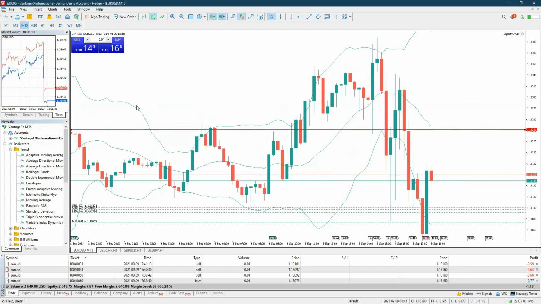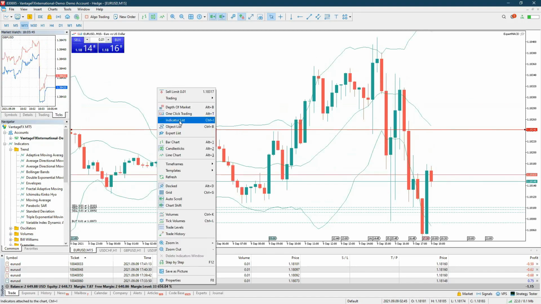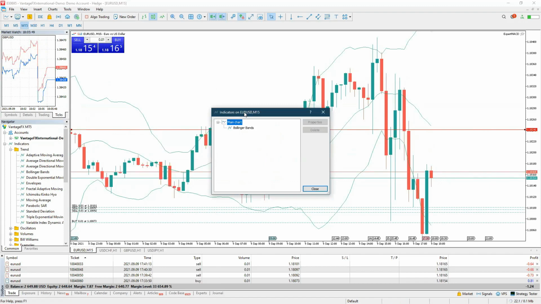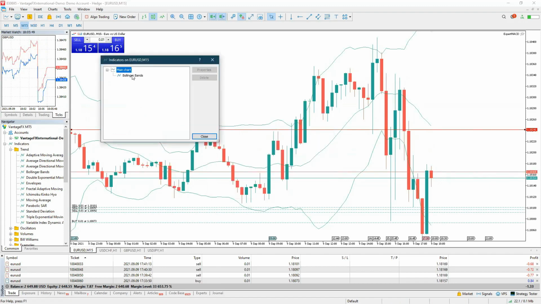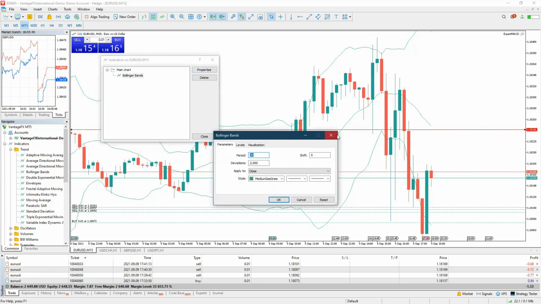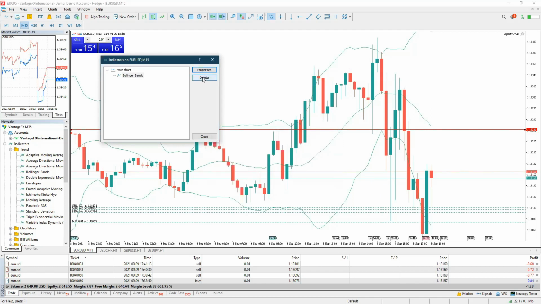Okay, so now I've installed these indicators here and I don't want them. So I'd just right click and come to indicator list. When you come to indicator list, you see the indicators you have active on your chart. Right now we have just the Bollinger Bands active. I'm going to click on the Bollinger Bands and delete. If I wanted to modify the indicator, maybe change some settings, the colors and stuff like that, I'd come to properties, but I want it deleted. So I'll click on delete and it will delete.